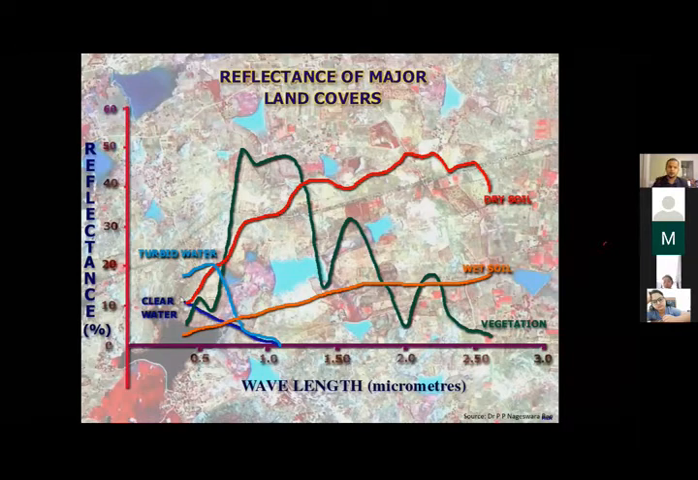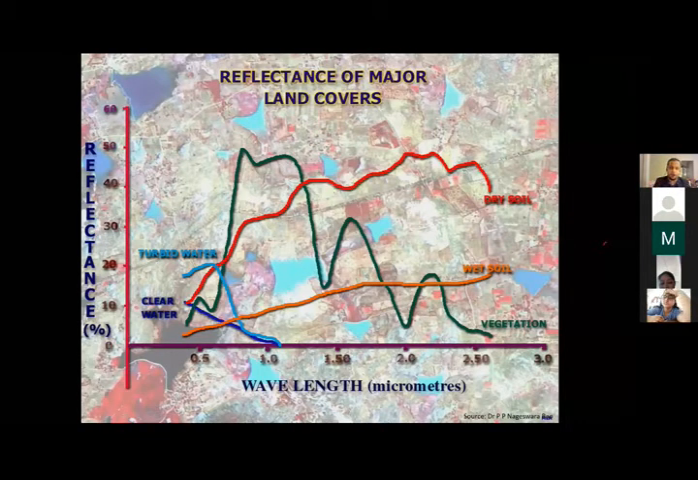For example, if you see my cursor here, the dark blue line is showing you the curve of clear water. What do you see? For clear water, most of the reflectance happens in the visible part of the electromagnetic spectrum. But as we move towards the NIR, the near infrared portion, it gets totally absorbed and reaches a point of 0. If you see my cursor here, the reflectance is almost 0 when it comes to clear water.